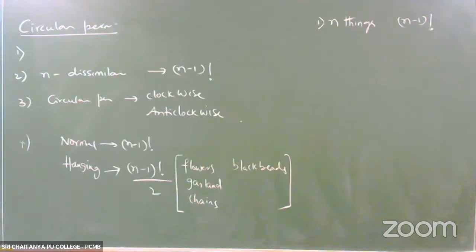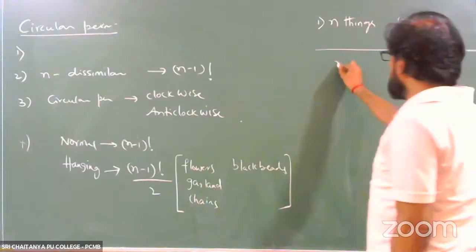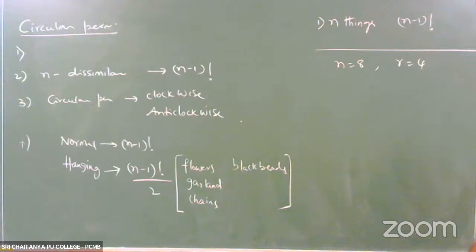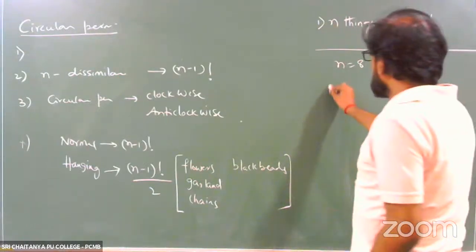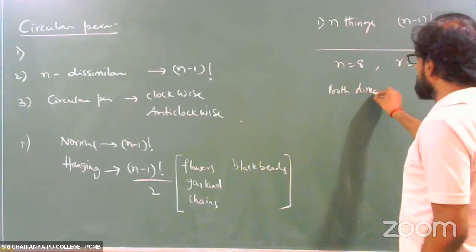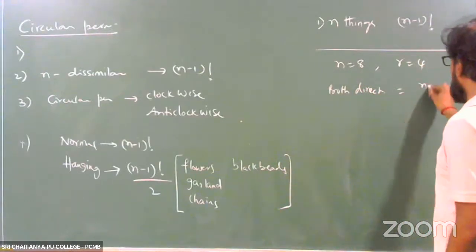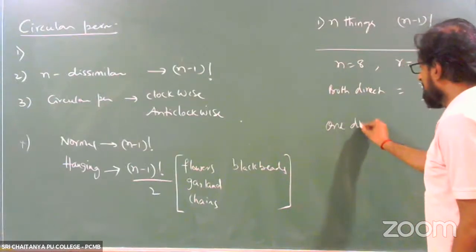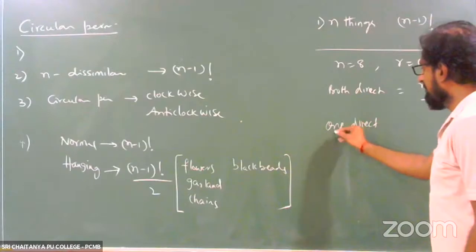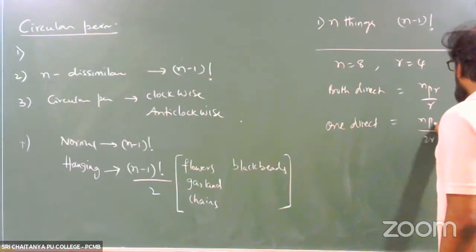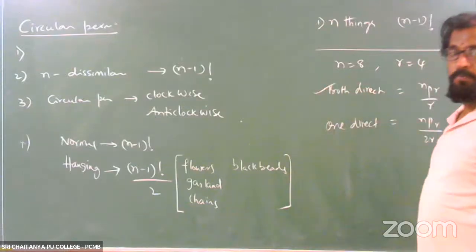Eight things, that means 8 things are there. N is equal to 8 and R value is equal to 4, right? In both directions, both clockwise and anti-clockwise, the number is nPr by r. Only one direction is equal to nPr by 2r. Now he asked you both directions.